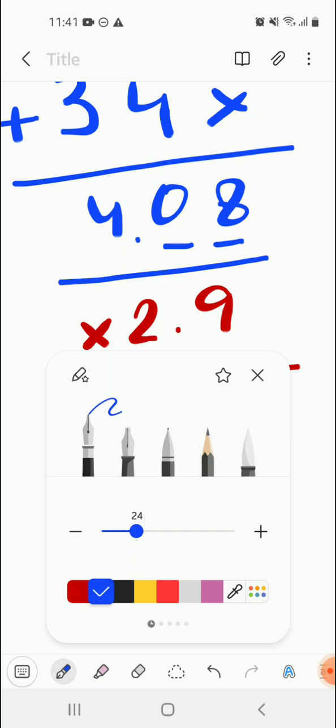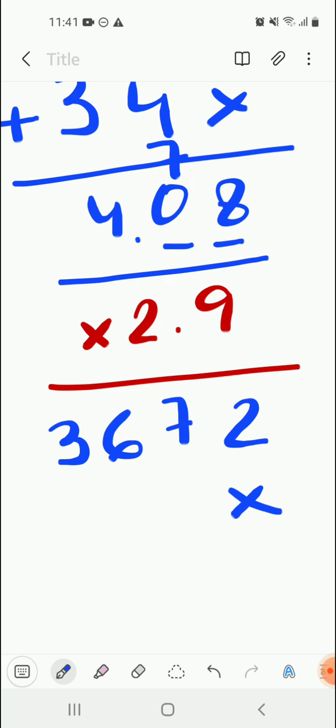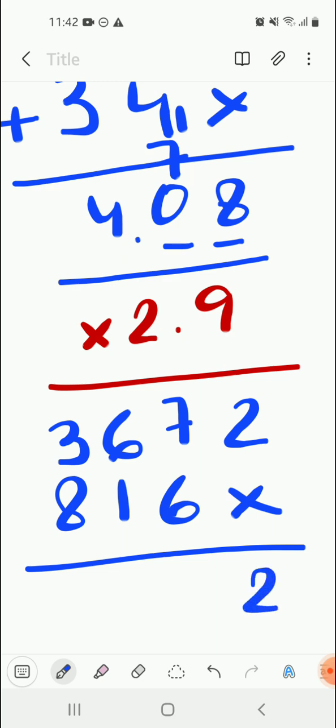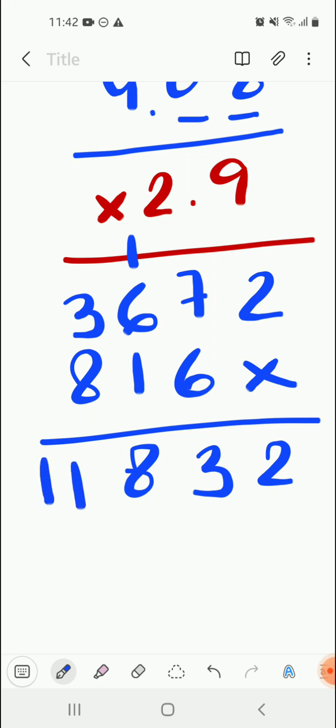Once we do it, see, 9 into 8 we get 72. 9 zeros are 0 and 7. 4 into 9, 36. Then 8 into 2, 16. 2 zeros are 0 and 1. 4 twos are 8. Add 2. 7 plus 6, 13. 6 plus 1, 7 plus 1, 8. And 3 plus 8, 11.